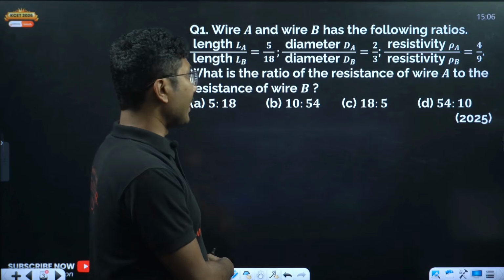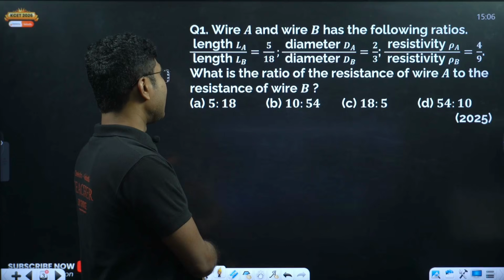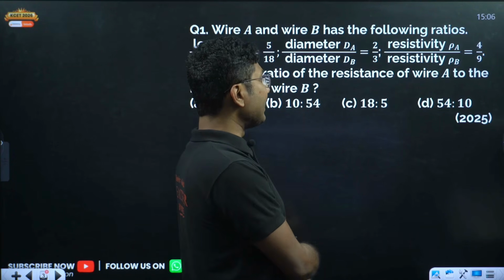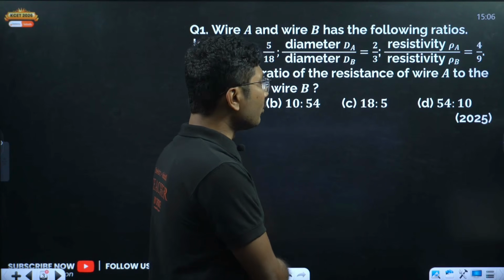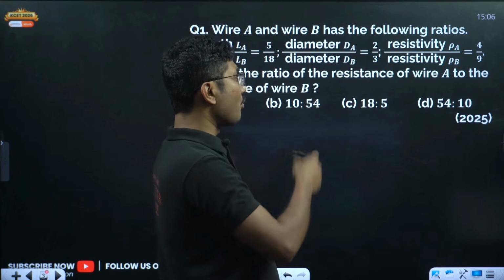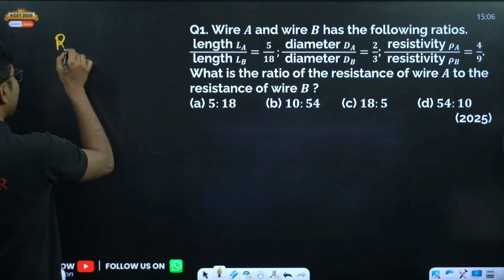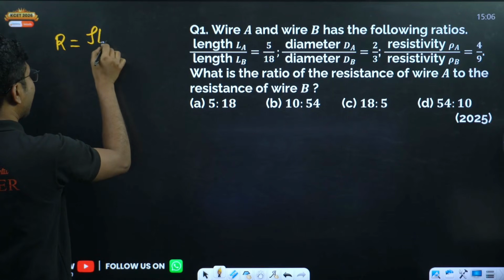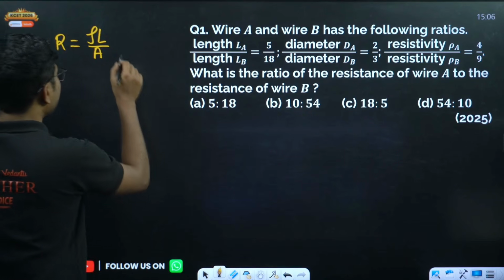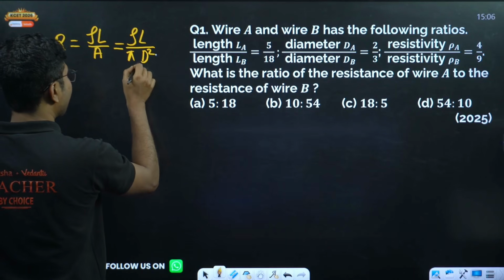Wire A and wire B have the following ratios: length LA divided by length LB equals 5/8, diameter DA by DB is 2/3, resistivity rho A by rho B equals 4/9. What is the ratio of resistance of wire A to the resistance of wire B? Now we know that resistance of a wire is given by rho L by A. Now here A represents area, so area means what? We can write this as rho L by pi d square upon 4, right?